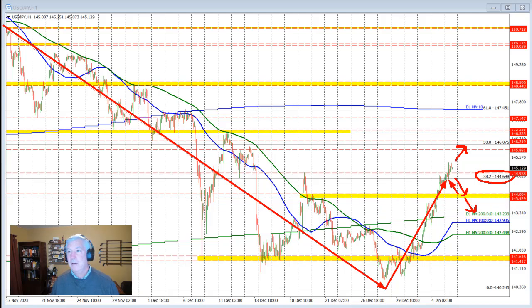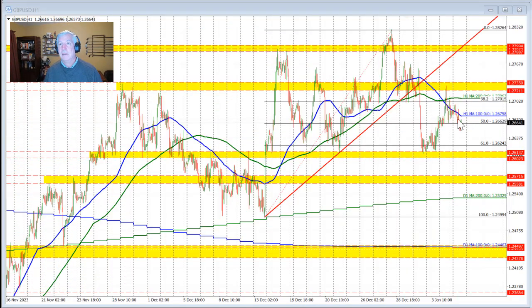Finally, let's take a look at the sterling versus US dollar on the hourly chart, and we saw up and down price action trading yesterday above and below the 100-hour moving average. It's kind of messy, this chart, to be honest with you. I'm not sure I get a lot of joy from it. I'd probably stay away from it.